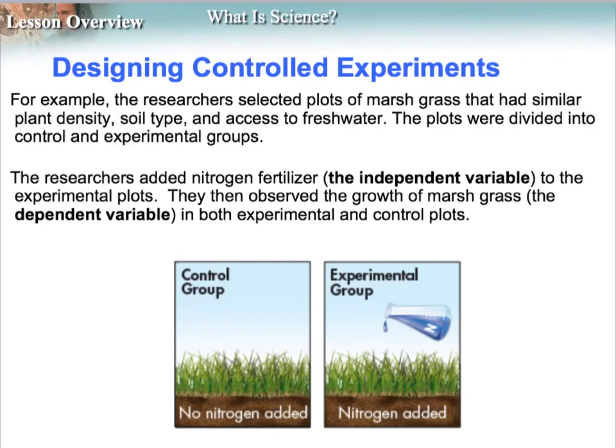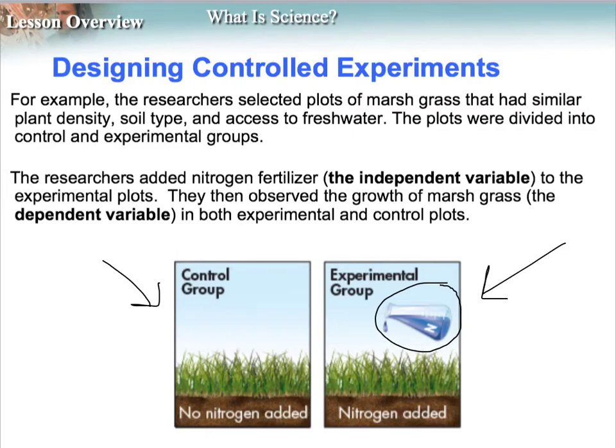So let's pretend that we are setting up a controlled experiment for this particular example. So the researchers would select plots of marsh grass that had similar plant density, soil type, and access to fresh water. And then we would make one our control group and one the experimental group. So as you can see in the pictures at the bottom, the researchers added nitrogen fertilizer, which we see here, N means nitrogen, and that would be the independent variable because that nitrogen fertilizer is only added to the experimental group. It's only added to one of the groups.